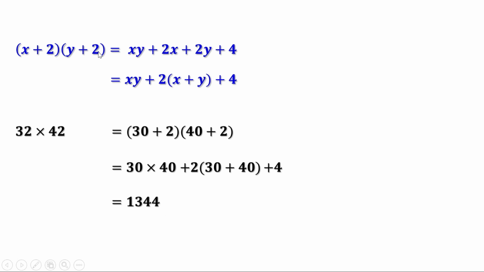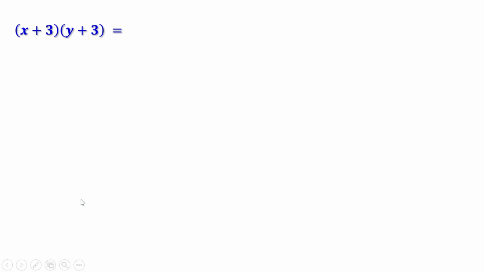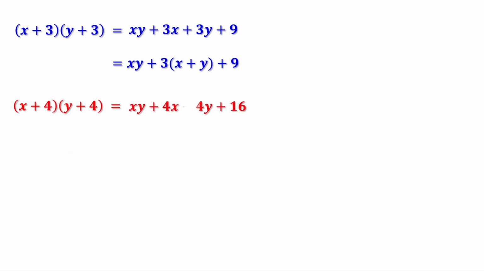Now we can replace 2 by 3. We will get a different identity. (x plus 3) into (y plus 3). x into y is xy, x into 3 is 3x, 3 into y is 3y, 3 into 3 is 9. So this can be written as xy plus 3x plus 3y plus 9. 3x plus 3y can be written as 3 into (x plus y). So this can be simplified as xy plus 3 into (x plus y) plus 9. Similarly, we can change 3 to 4 and we can write (x plus 4) into (y plus 4) as xy plus 4 into (x plus y) plus 16.